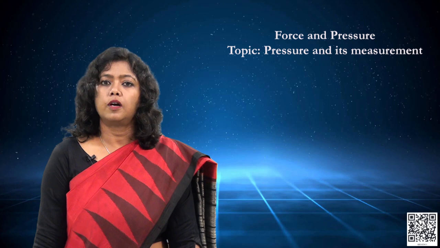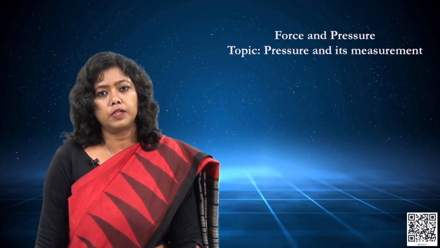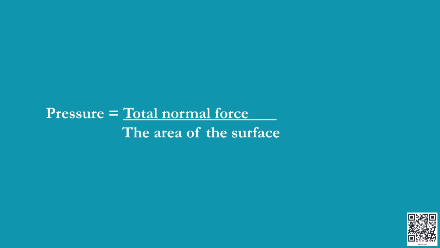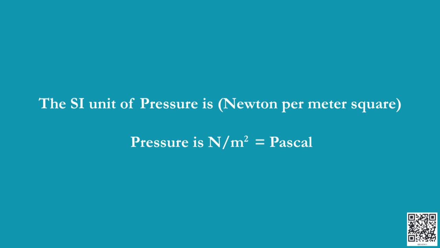So, children, let us now summarize what we have learnt in today's video. We learned that the pressure on a surface is directly proportional to the magnitude of the normal force and is inversely proportional to the area through which the force is acting. The pressure on a surface is calculated by dividing the magnitude of normal force by area. Hence, pressure equals total normal force divided by the area of the surface. The SI unit of pressure is Newton per meter square, which is also called Pascal.